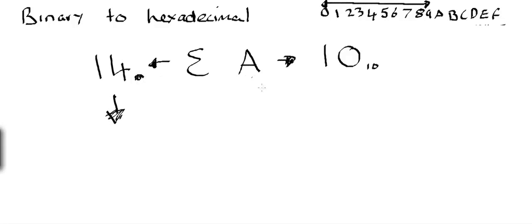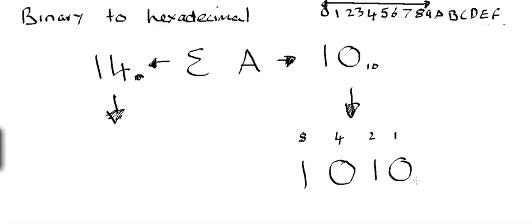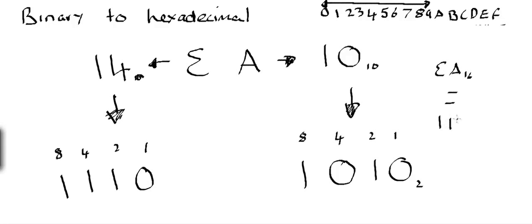And we can then convert those numbers into binary. So 1, 2, 4 and 8. So for 10 we can have 1 8, can't have any 4s, we can have 1 2 and no 1s. And for 14 we have 1, 2, 4 and 8. So we can have an 8 and we can have a 4 because that takes us up to 12. We can have a 2, that takes us up to 14, so we don't need any 1s. So therefore we can say that EA in hexadecimal equals 1, 1, 1, 0, 1, 0, 1, 0 in binary.